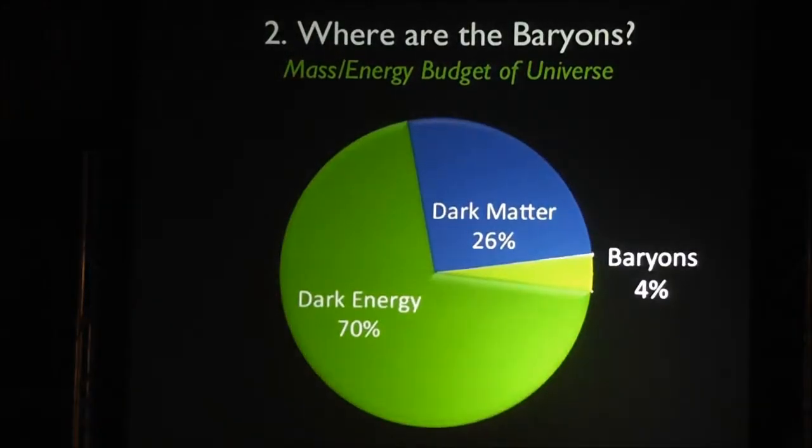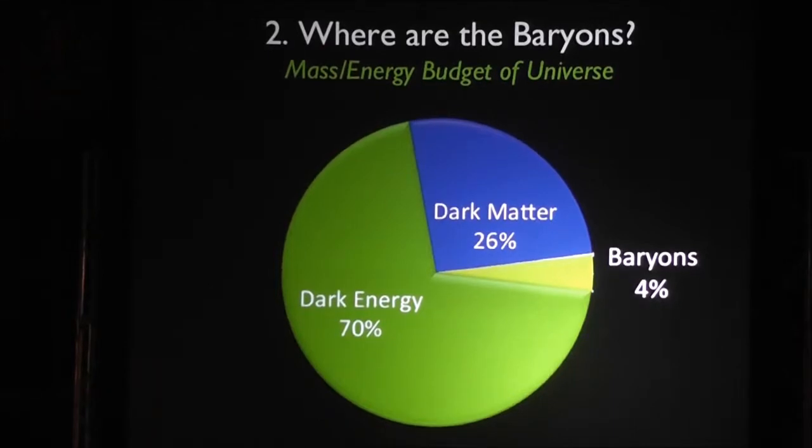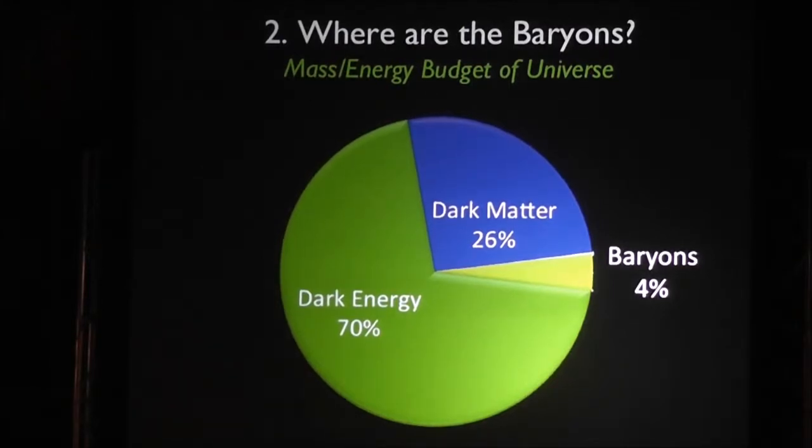Okay, that's the first question. The second question: where are the baryons? Well, you may be familiar with the fact that if you look at the total amount of mass energy in the universe, 70% is dark energy, and I'm sure Brian Schmidt talked about that. 26% is dark matter. We don't know what it is, but it has normal gravitational interaction. It just is something we don't know what it is. And then there's this 4%, unfortunately, of baryons.